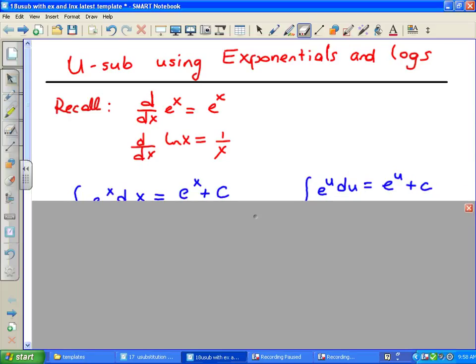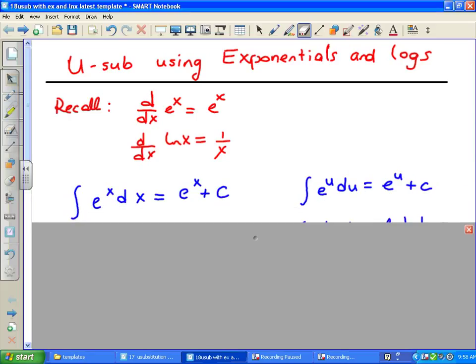So the derivative of e to the x is itself, and the integral of e to the x is e to the x plus c. And sometimes you will see it in the u variable, like e to the u du. Same idea. If you're integrating e to the u with respect to u, the answer will be e to the u plus c.